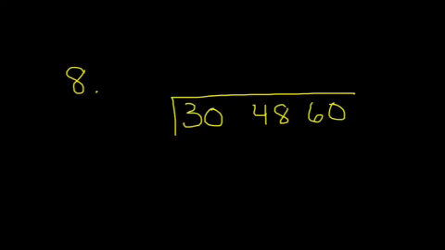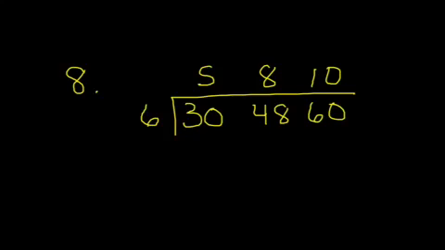Number 8 has some other numbers. The numbers are 30, 48, and 60. All right, so put a cake on top of that. And I know that 6 goes into all of those, okay? Maybe you don't, but I do. And I'm trying to make it a fast way for you. 6 goes into 30 5 times, 6 goes into 48 8 times, and 6 goes into 60 10 times.